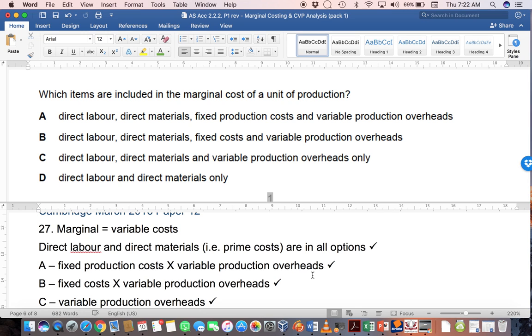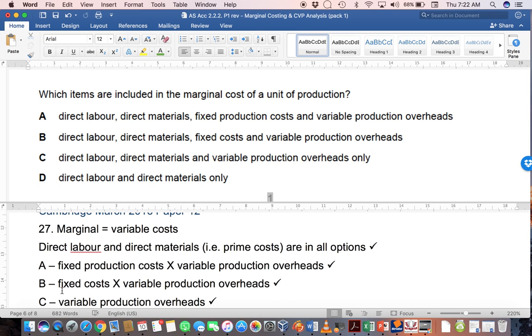And then have a look and see if there's anything else that you would want to include in there as well. Number A includes fixed production costs and variable production overheads. Now, anything that is fixed will obviously not be a variable cost by definition, which means that we are not going to want to choose A, even though variable production overheads would be included because of the variable over here. A can't be an option because of the fixed.